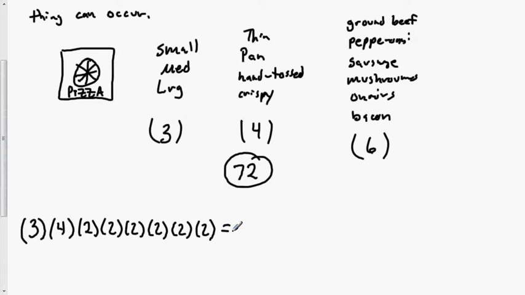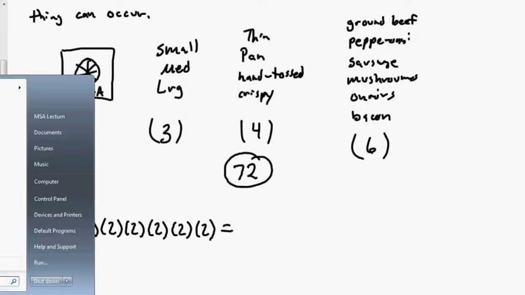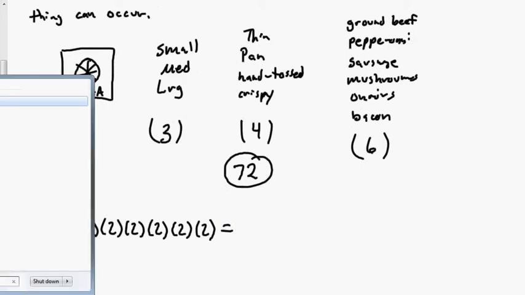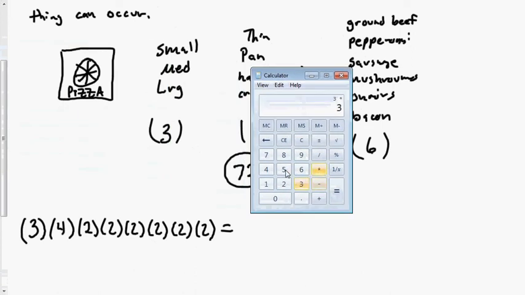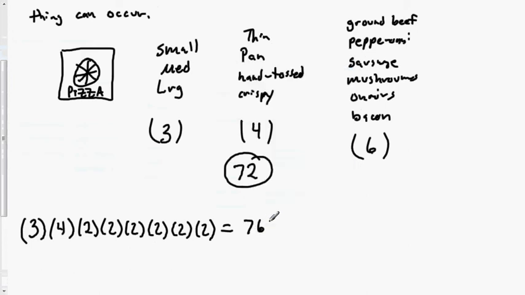So if I multiply all of those together, let's see what we get. So three times four times one, two, three, four, five, six twos: 768 different pizza combinations if I don't limit it to just one topping.